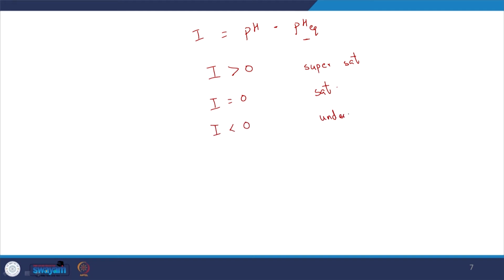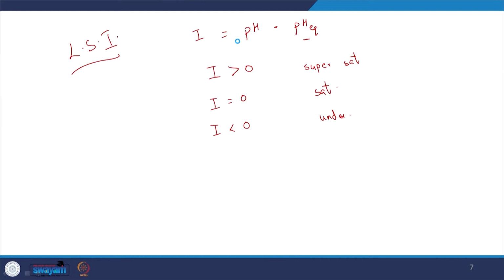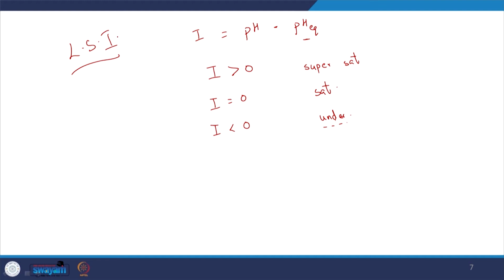Again, this is the Langelier saturation index. I think I had the name earlier. Let me just check, yes, Langelier stability index, pardon me. So, Langelier stability index, right? If it is supersaturated, depending on the level of supersaturation, it can lead to a lot of precipitate being formed. Undersaturated, again, can lead to corrosion.